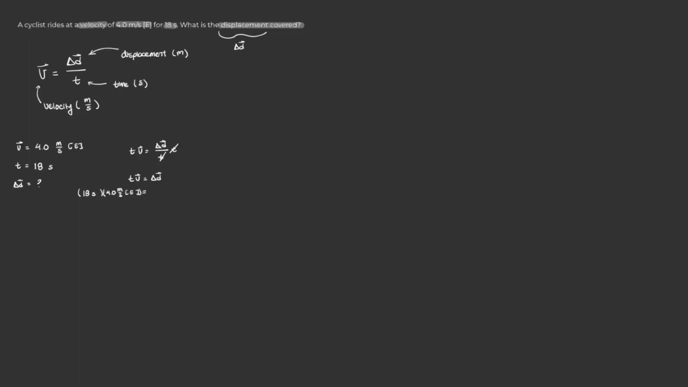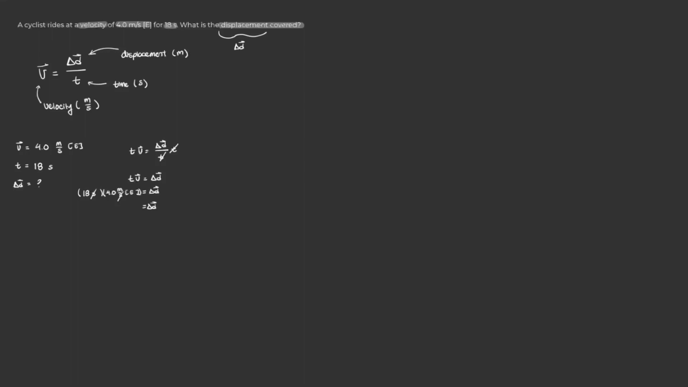And if we look at the units here, 18 seconds and 4 meters per second, if we multiply seconds by meters per second, well, look at this. Units cancel out, and we are left with meters, which is exactly what we want because displacement, or delta d, which I'll write in here on the right side, is measured in meters. So we know we used the right equation and we know that we rearranged it correctly.